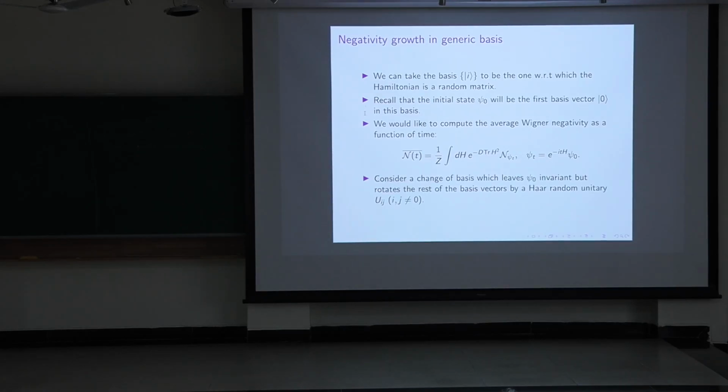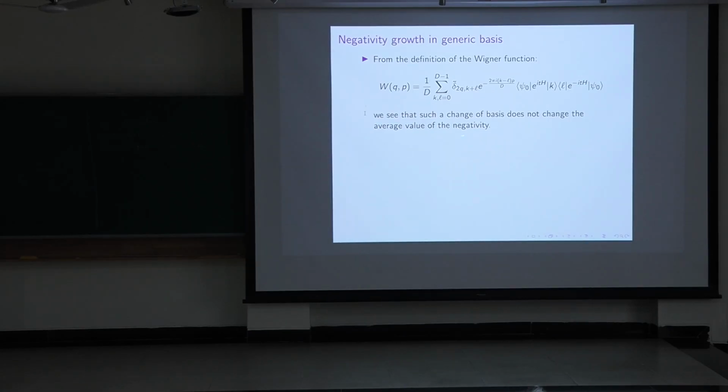So the way we will do that is by using a couple of tricks. The first trick is as follows. Consider a change of basis which leaves the initial state psi naught invariant, but rotates the rest of the basis vectors by some Haar random unitary u sub ij. At this point, this is just a trick. It's a convenient one.